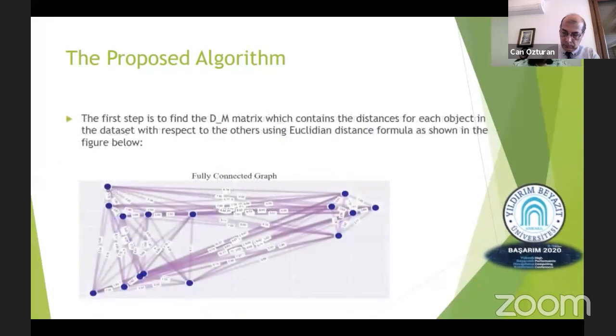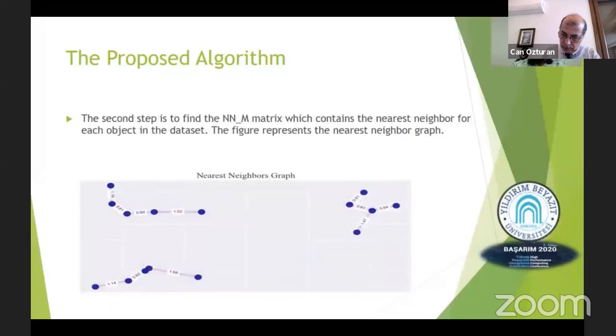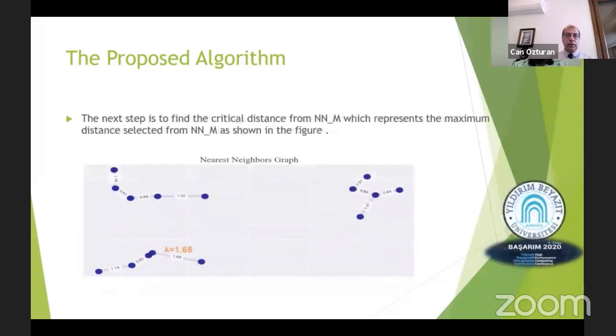So the first step is to find the fully connected graph, which is the distance between each data point with respect to all other data points in the data set. After we find the fully connected graph, we need to identify the nearest neighbors for each data point. From these nearest neighbors, we need to identify the inconsistent distance. Now the inconsistent distance is the maximum distance within the nearest neighbors. So what is the maximum of the nearest neighbors? It is the inconsistent distance. We call it lambda here, which is 1.68.